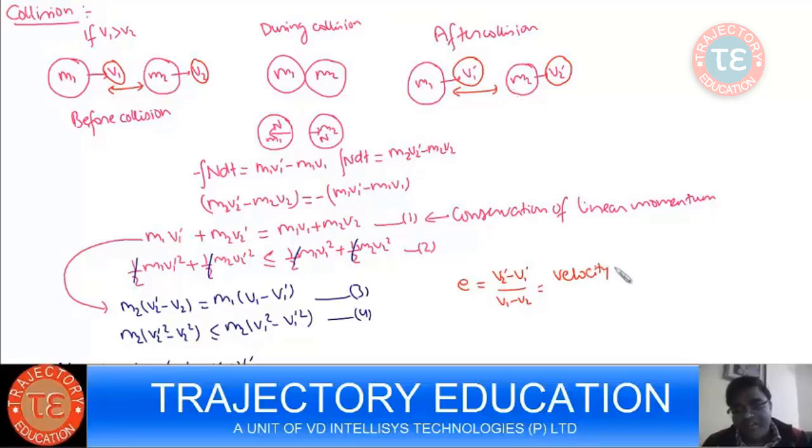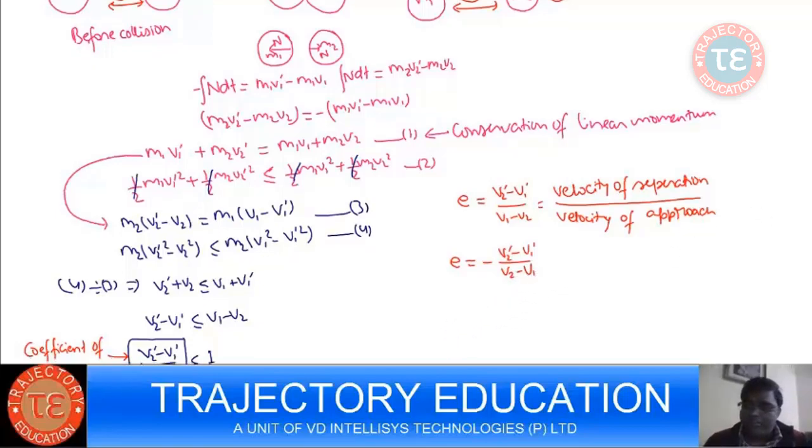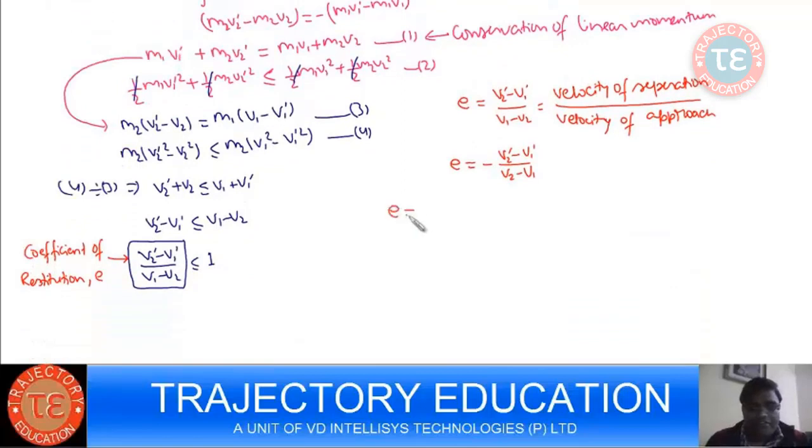So this is velocity of separation upon velocity of approach. This is velocity of separation upon velocity of approach. You just remember this. You can remember it, you just put it like V2 dash minus V1 dash over V1 minus V2. So this ratio is very, very important.